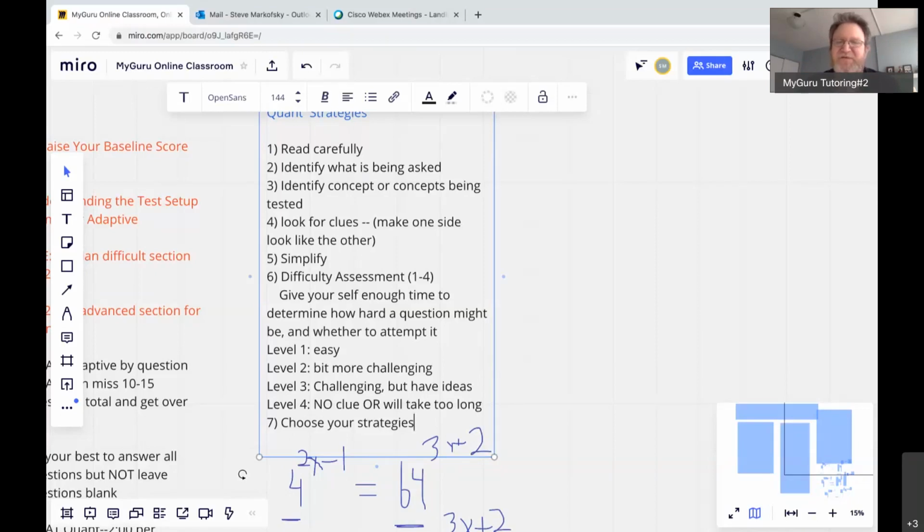Also on the verbal side of things, Christina, I know you mentioned that you've been doing a lot of vocabulary. I would keep that up. That's a great baseline for the GRE. I would also recommend doing things like word roots. Have you taken a look at the Greek and Latin roots?